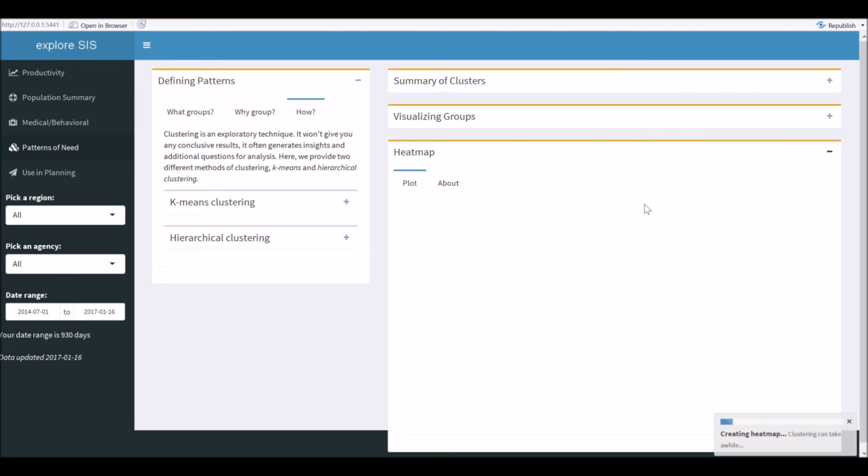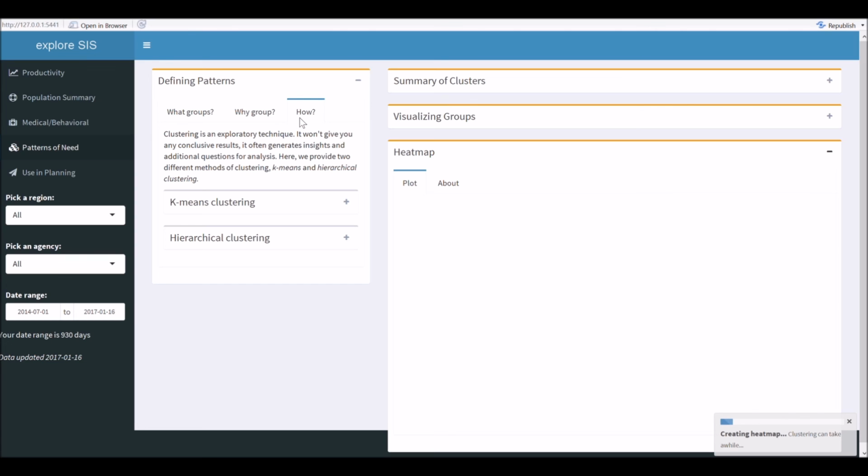Just a word to the wise, it takes a little bit longer to run the hierarchical cluster, for reasons that I won't go into here, but which will probably be explained if you look at the detailed tutorial help over in this How section.